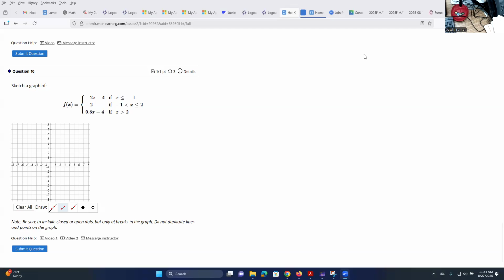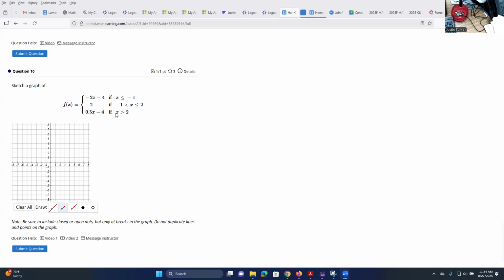We are looking at a real quick demonstration of how we generate a graph of a piecewise function. So here you see we've got this function: f of x is negative 2x minus 4 when x is less than or equal to negative 1, negative 2 if x is greater than negative 1, less than or equal to 2, and 0.5x minus 4 if x is greater than 2.